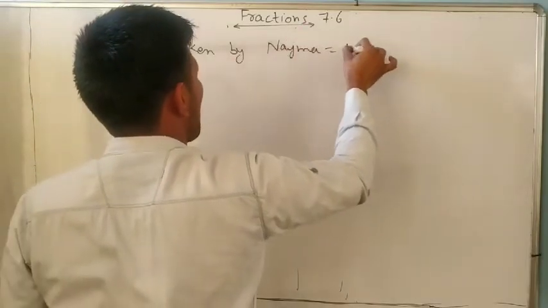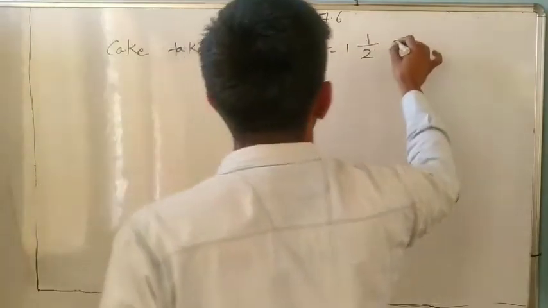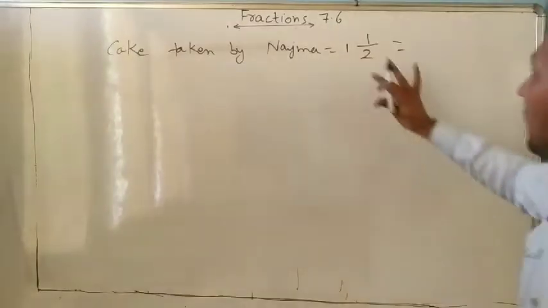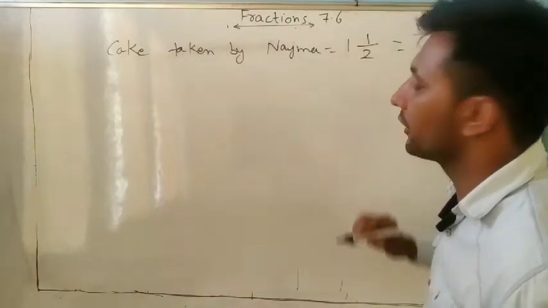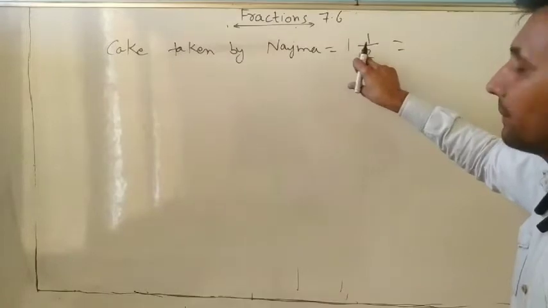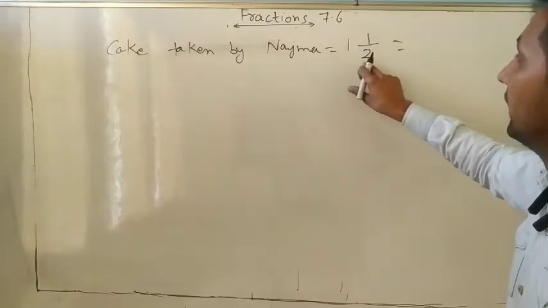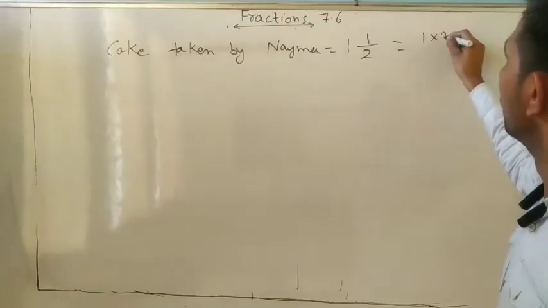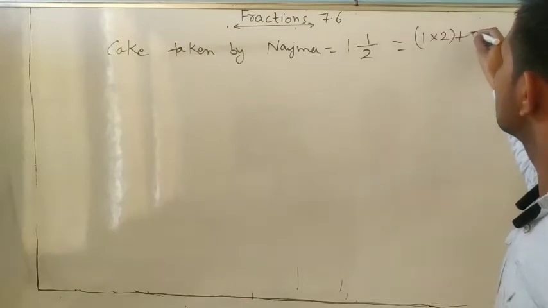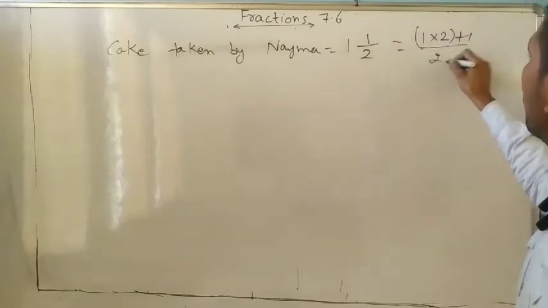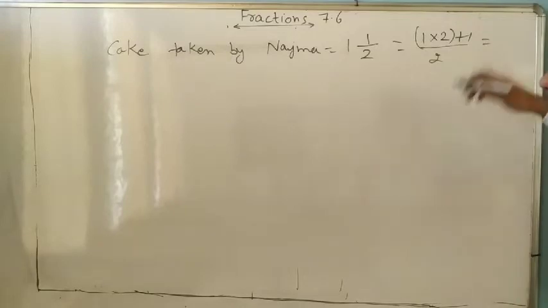How much? 1 and 1 upon 5, and it is a mixed fraction. And a mixed fraction, how will we solve it? You know, always whole multiplied by the denominator. 1 into 2 plus the numerator, divided by 2. So what is 1 into 2? 2. 2 plus 1, so 3 upon 2.